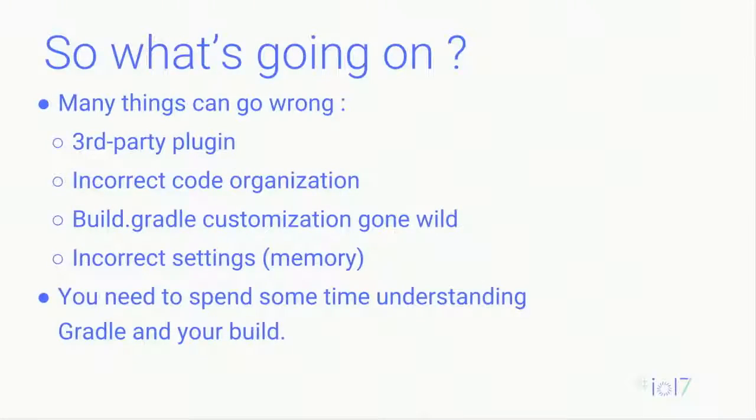But what can go wrong? Like we talked about earlier, third-party plugins. You have to be very careful about the third-party plugins you're using. Some of them are very well written, some of them not so well. Incorrect code organization, that's particularly true, for instance, when you were coming from the Eclipse side of things a few years back, where all the source files were in the same source directory, like AIDL, C++, and Java. So if you change one, it would trigger all the tasks to rerun.